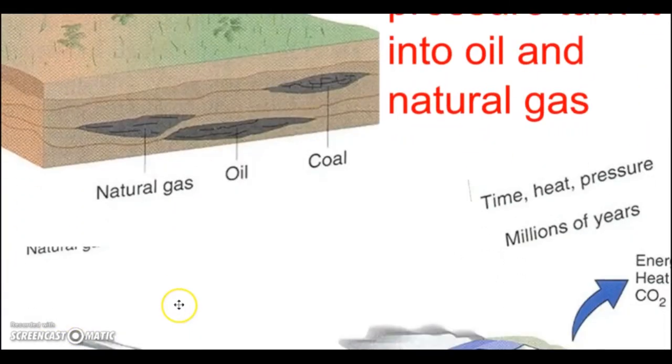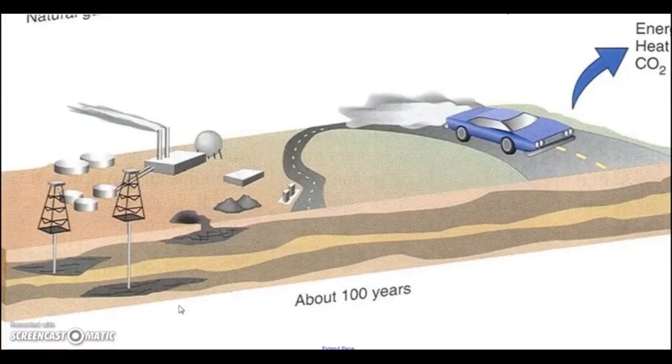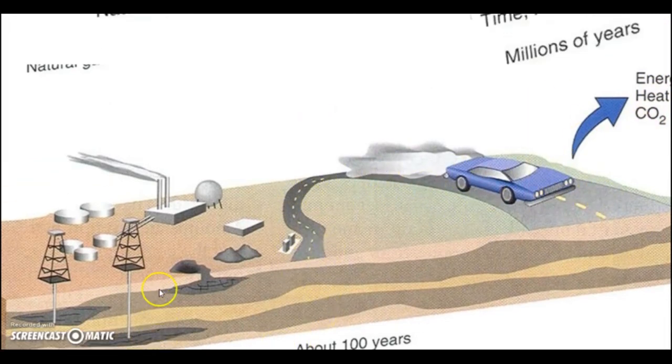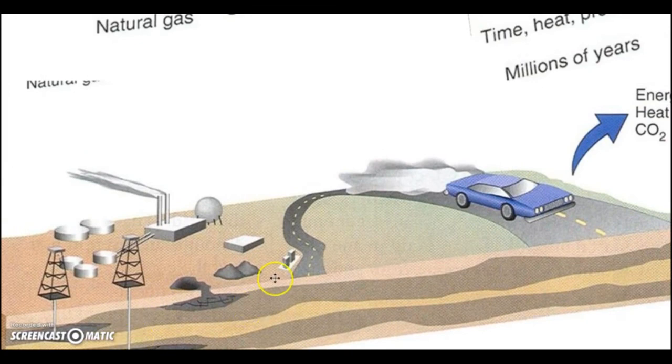Just to take a look at the very bottom picture, we drill wells down to the oil, we pull it up, or down to the natural gas, and we pull it up, take it to refineries, everything else, and we burn it. It releases energy, heat, carbon dioxide in our cars. This is how we get our energy. That's the end of the notes.